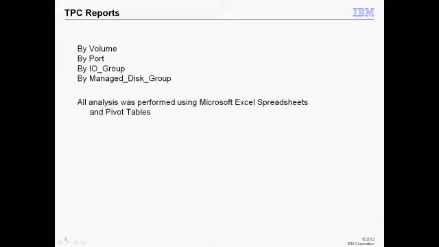The analysis in this presentation was performed on the following four TPC reports: by volume, by port, by I/O group, and by managed disk group. Additionally, the analysis was performed using Microsoft Excel spreadsheets and pivot tables.